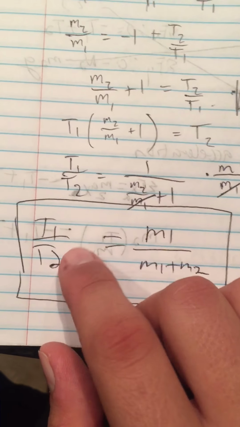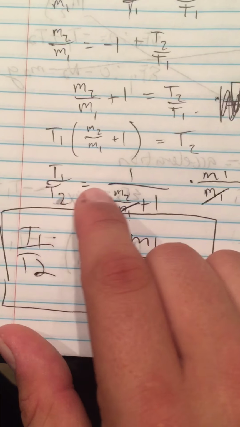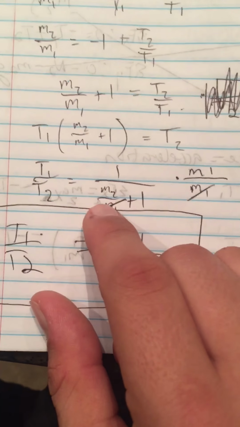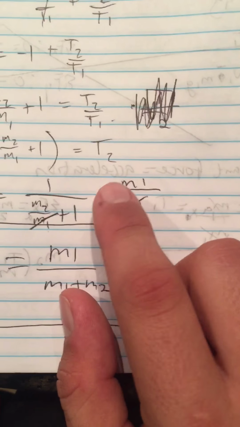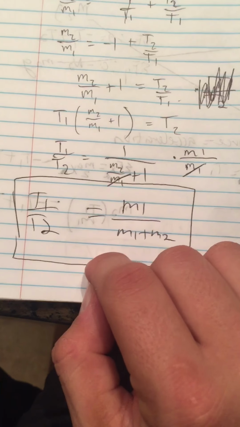So then, the problem is we need our answer to be T1 over T2. So we get T1 over T2 equals 1 over (M2 divided by M1 plus 1). Then we multiply everything by M1 and M1 to get our final answer, which is T1 over T2 equals M1 over (M1 plus M2). And that is our final answer for this Newton's second law problem.